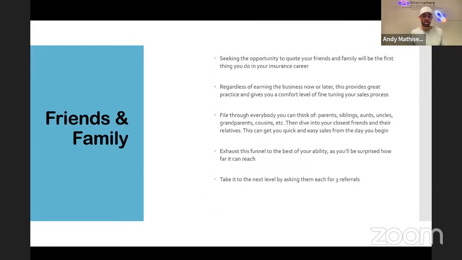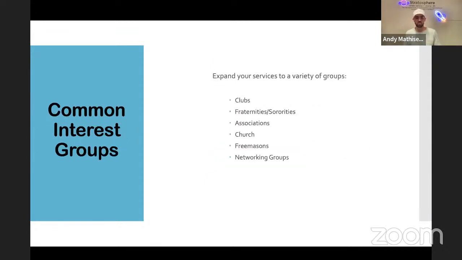Friends and family for me is, hey, if I'm just getting started in the industry, I always go to my friends and family first because it's the low-hanging fruit. Regardless of if you actually get their business, it's about showing that you can quote and sell insurance, and then they're eventually going to come with you. So that's just proving that you're good at your job. Think of anyone: parents, siblings, aunts, uncles, grandparents, etc. Dive into your friends and their relatives. That can be a tree of leads there. You're talking hundreds of people. So exhaust that funnel to the best of your ability, and you'd be surprised at how far that extends.